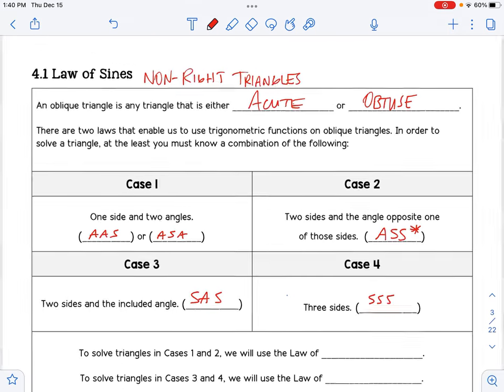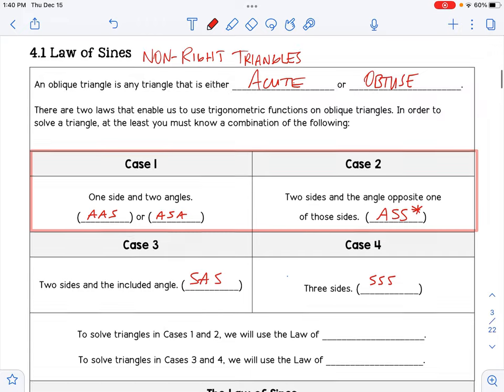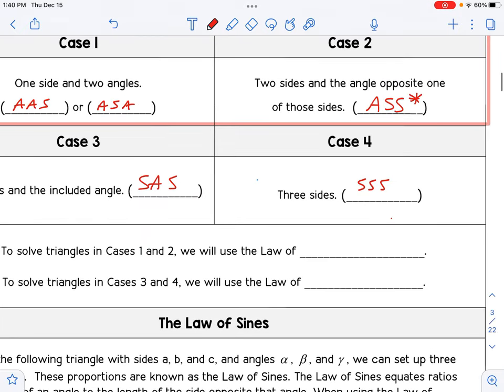So what we're going to figure out today is that case 1 and case 2 are both of the sort that we will use law of sines to solve. Case 3 and case 4 we're going to look at tomorrow with law of cosines. So case 1 and case 2 is law of sines, and case 3 and case 4 is law of cosines.